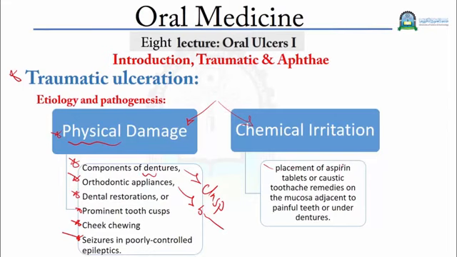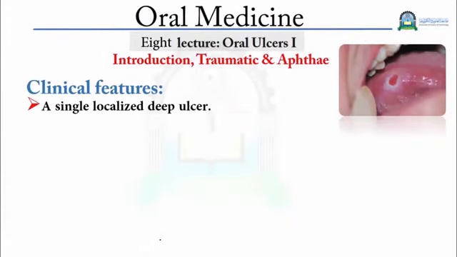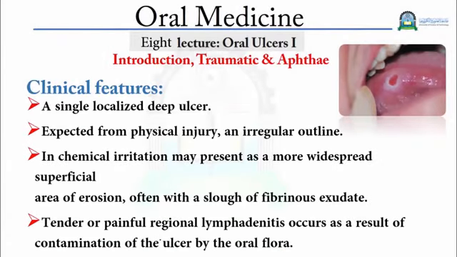But the chemical causes of irritation which may lead to traumatic ulceration include the placement of aspirin tablets or any other caustic toothache remedies on the mucosa adjacent to the painful tooth, which will lead to chemical ulcers due to low pH and the acidic effect.